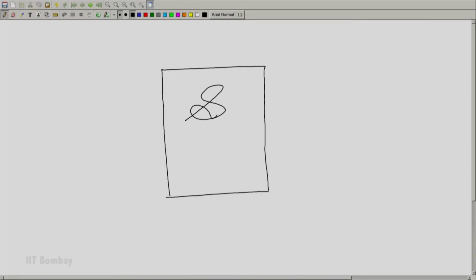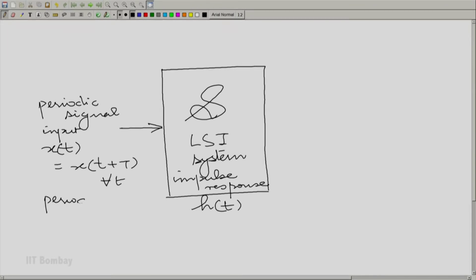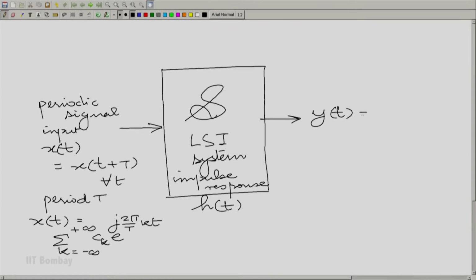What we had seen is that if we have a linear shift invariant system, let us call it S, with impulse response h(t), and to it we give a periodic input, a periodic signal input, periodic with period T, and of course let us assume that the Dirichlet conditions are obeyed, that is not demanding too much. So, we could decompose this into its Fourier series.